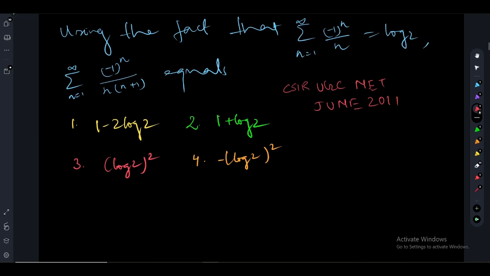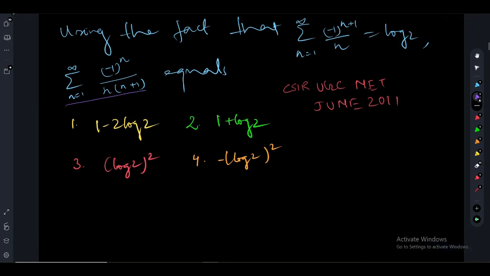of minus 1 whole to the power n plus 1 by n equals log 2, find the value of summation over n equals 1 to infinity minus 1 whole to the power n by n into n plus 1.